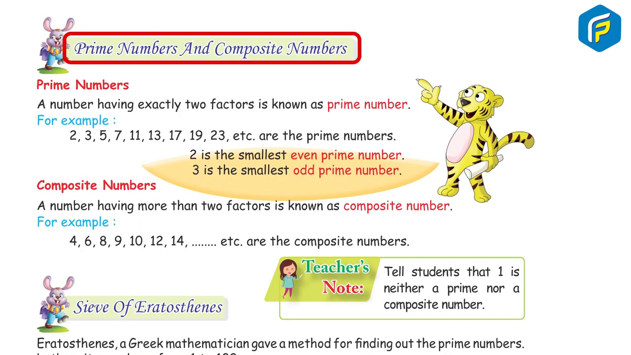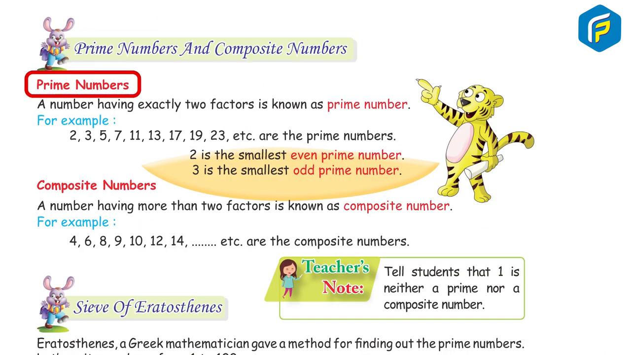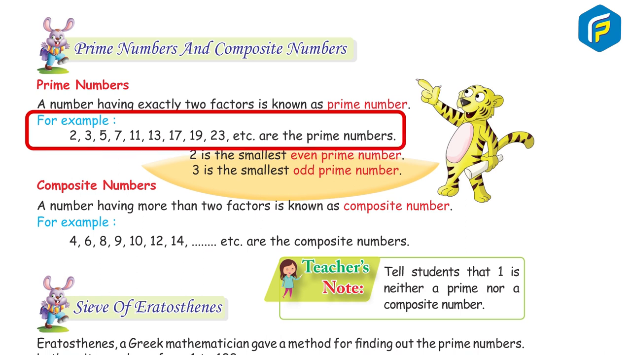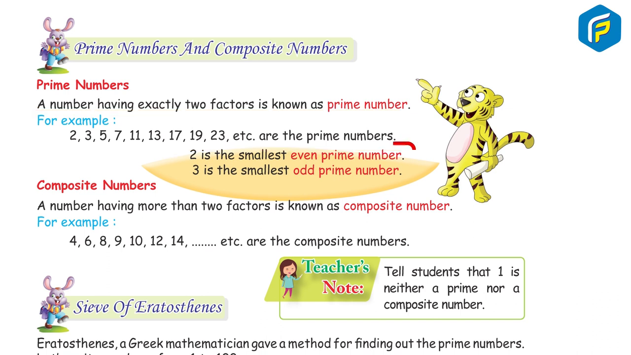Prime numbers and composite numbers. Numbers having exactly two factors are known as prime numbers. For example, 2, 3, 5, 7, 11, 13, 17, 19, 23, etc. are the prime numbers. 2 is the smallest even prime number. 3 is the smallest odd prime number.